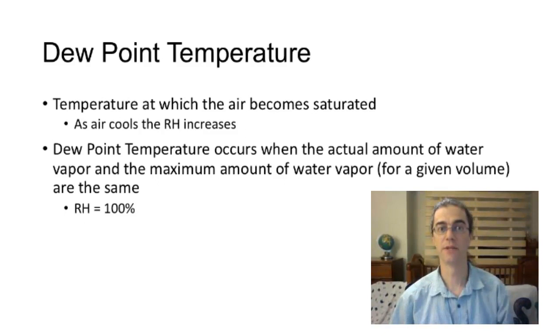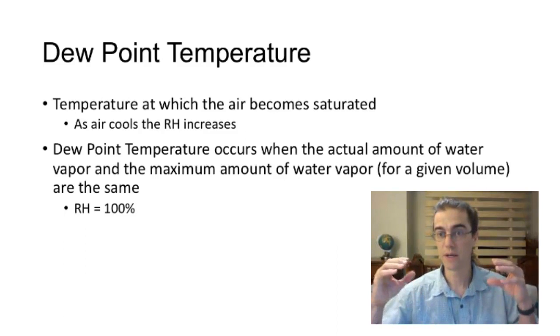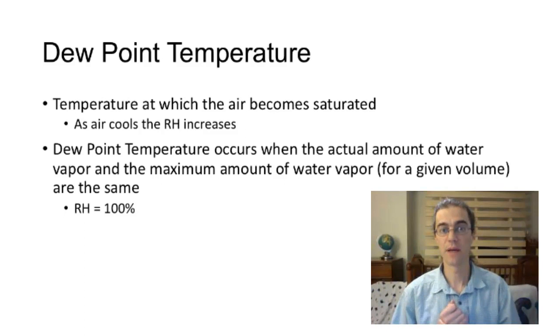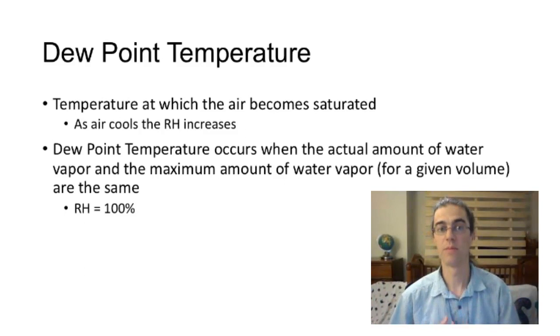So dew point temperature is the temperature at which air becomes saturated. As air cools, the relative humidity increases, right? And dew point temperature occurs when the actual amount of water vapor and the maximum amount of water vapor for a given volume are the same. Okay, and that's when you have relative humidity equaling 100%.